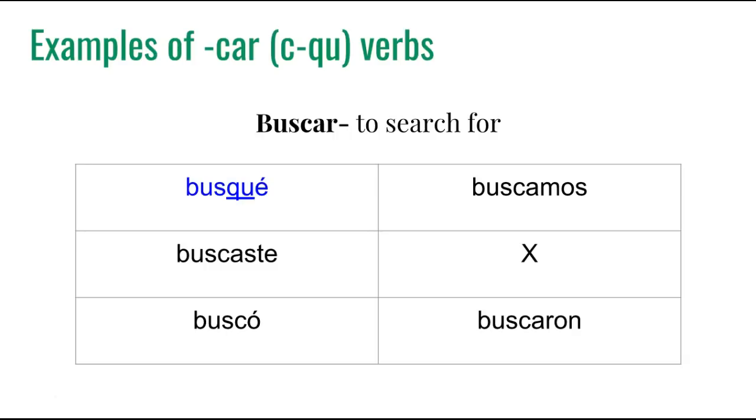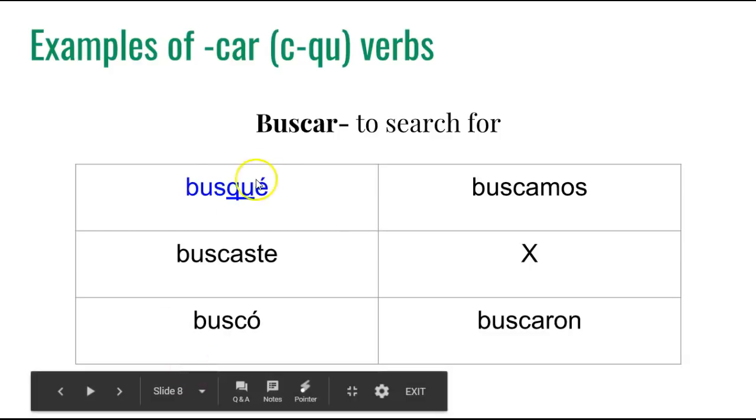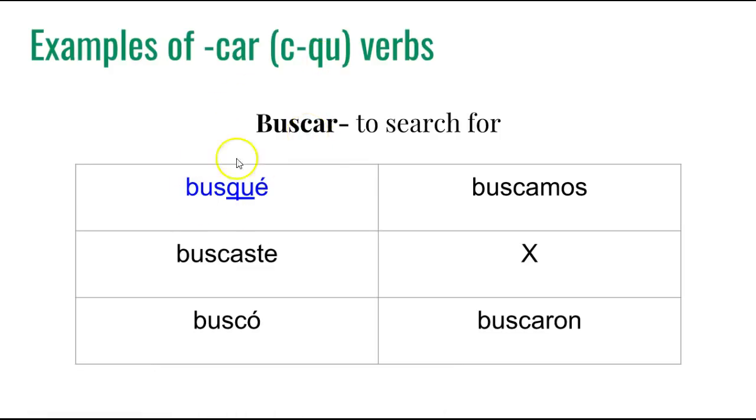This is an example of a verb with -car, which again would be c to qu. We have the verb buscar, which means to search for. If you notice, in the yo form, that c up here turns into that qu. So our new conjugation in the yo form is going to be busqué. I still add my ending like I normally would. It's just that c is going to turn into a qu.